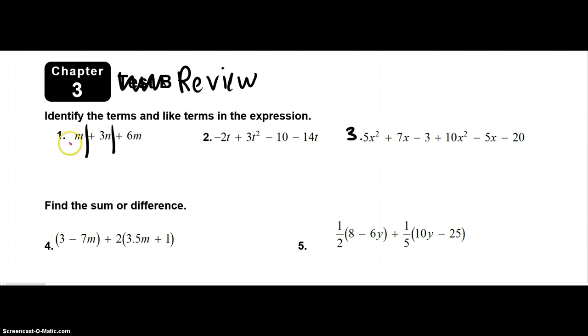So I'm looking for any m, so I'm going to circle all my m's. So I have a positive m and a positive 6m, and I'm just going to box my n. So I'm showing that all my m's I could combine if I would need to, and my n's I could combine if I needed to.